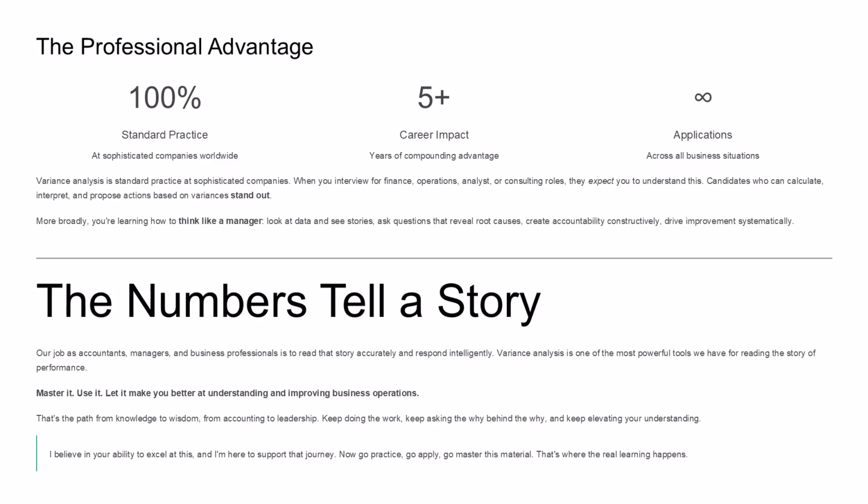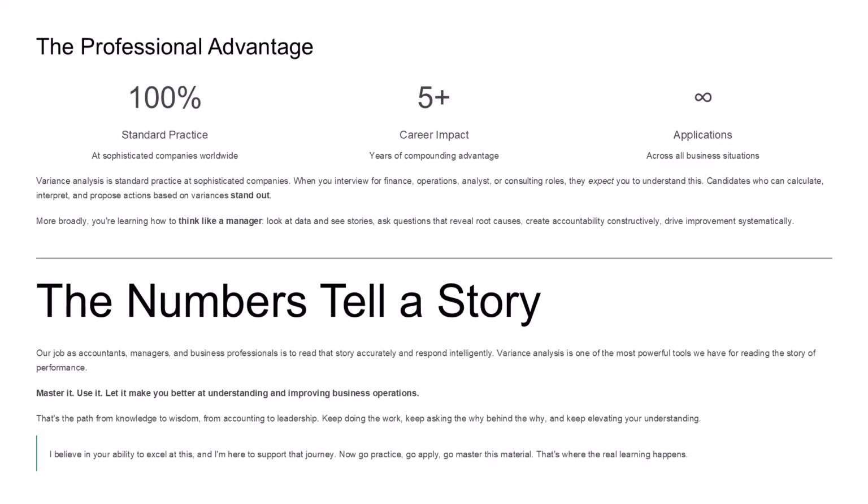I'll close with this. The numbers tell a story, and our job as accountants, as managers, as business professionals, is to read that story accurately and respond intelligently. Variance analysis is one of the most powerful tools we have for reading the story of performance. Master it, use it, let it make you better at understanding and improving business operations. That's the path from knowledge to wisdom, from accounting to leadership. Keep doing the work, keep asking the why behind the why, and keep elevating your understanding. I believe in your ability to excel at this, and I'm here to support that journey.